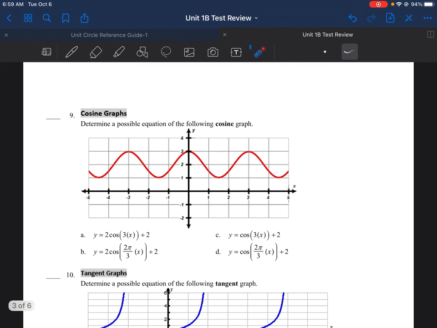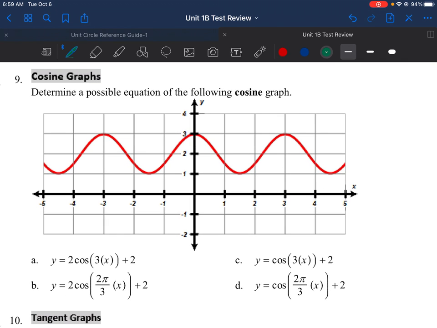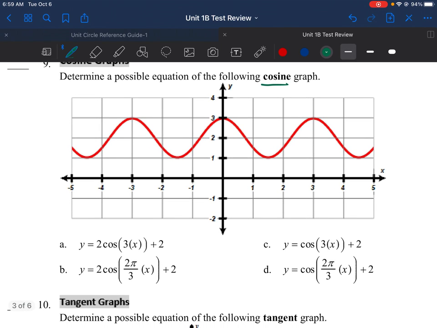All right, now let's take a look at problem number 9. This time, we want to determine a possible equation of the following cosine graph. Okay, so let's think about this here. We know cosine has a maximum on the y-axis. We can see a maximum here on the y-axis, so we know there has not been any kind of phase shift left or right. So I'm going to go ahead and get rid of, oh, none of them have phase shifts. That's good.